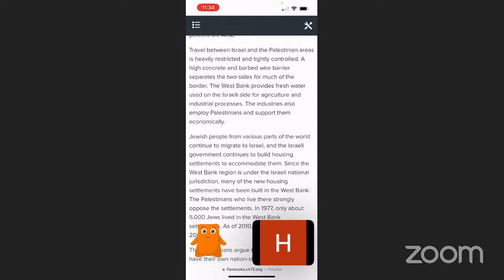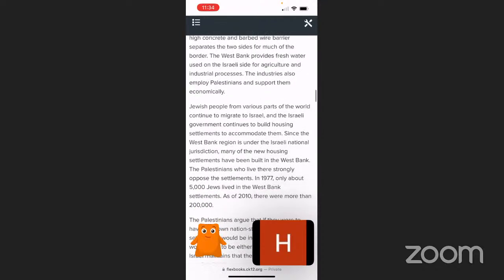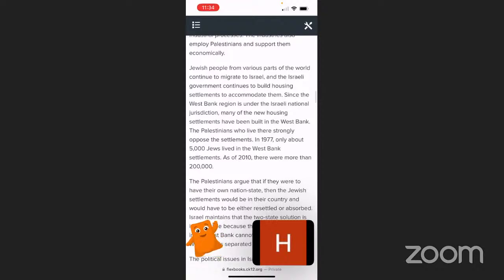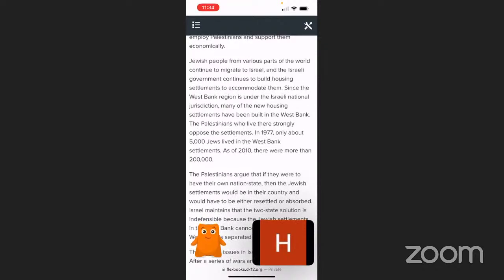The West Bank provides fresh water used on the Israeli side for agriculture and industrial processes. The industries also employ Palestinians and support them economically. Jewish people from various parts of the world continue to migrate to Israel, and the Israeli government continues to build housing settlements to accommodate them.